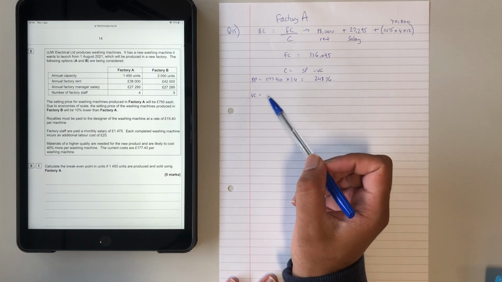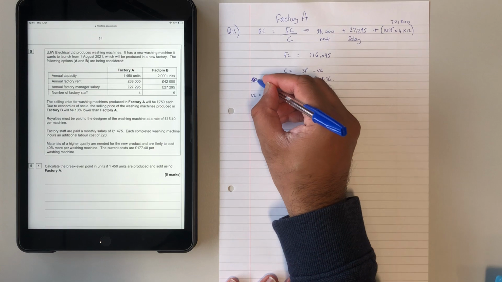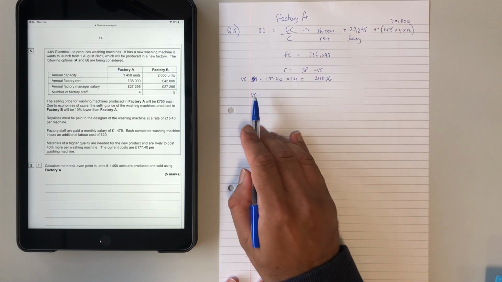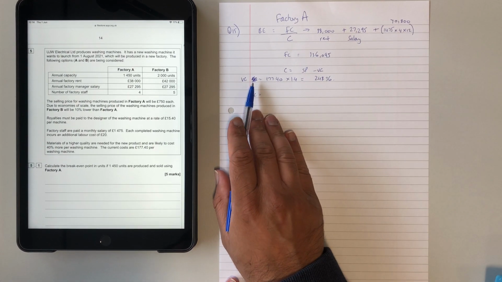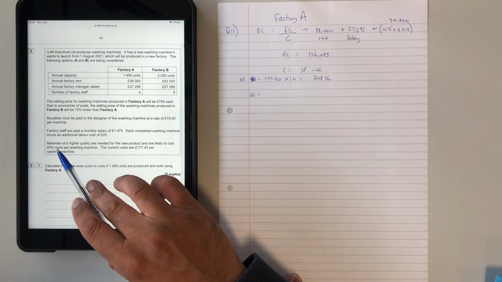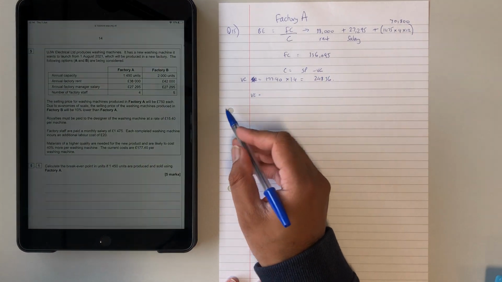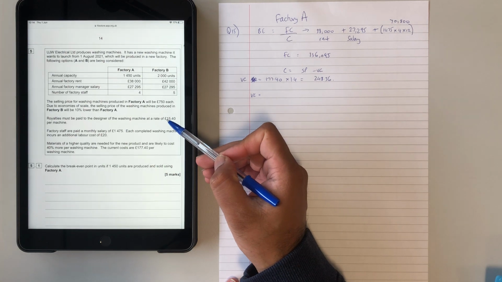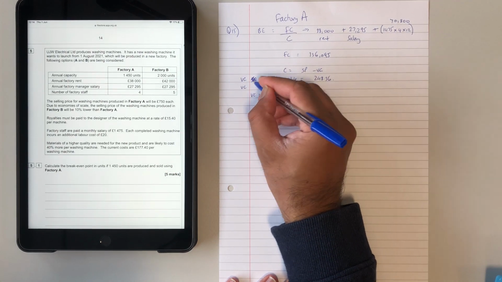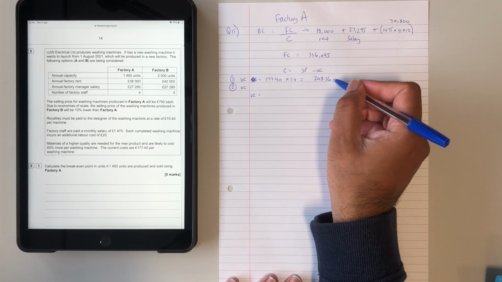sorry, I think I've made an error. That's not selling price, that's variable costs. Sorry, that's my mistake. Sorry, let's do that again. Variable costs are 177.40, and the variable costs are going up 40%. So that's variable costs. So we might as well carry on with the other variable costs. The other variable costs are the royalties. So VC, that's number one. VC number two is royalties.